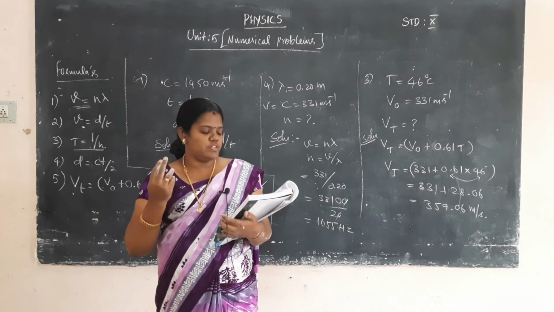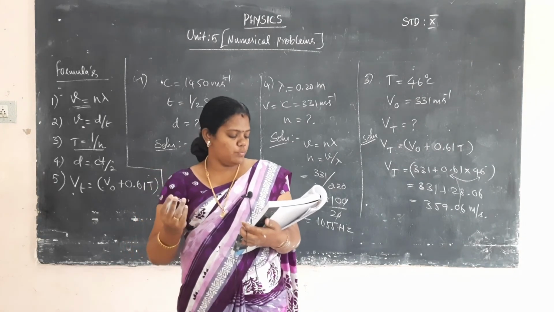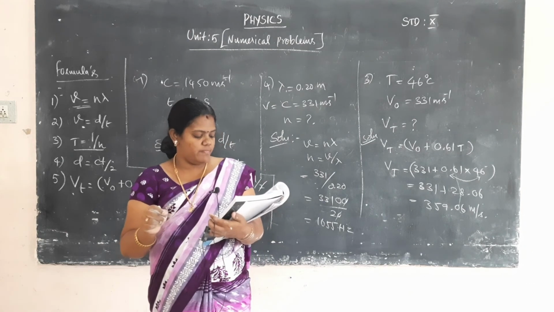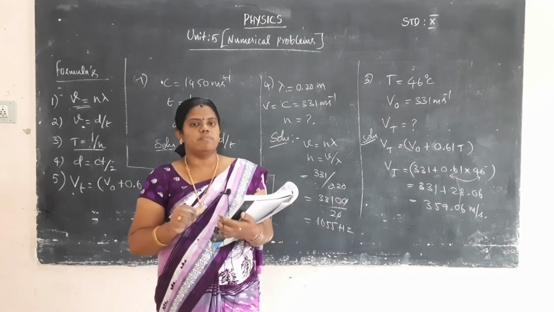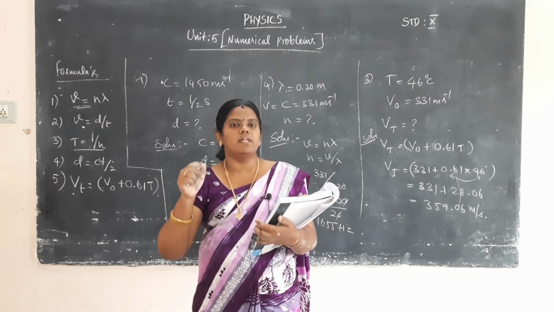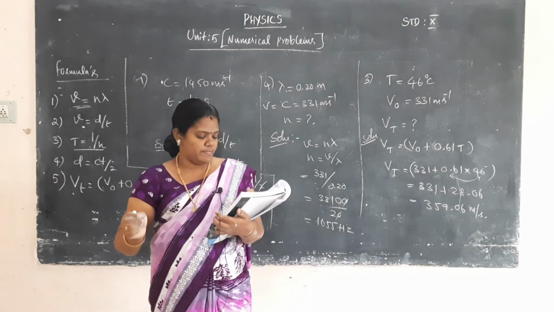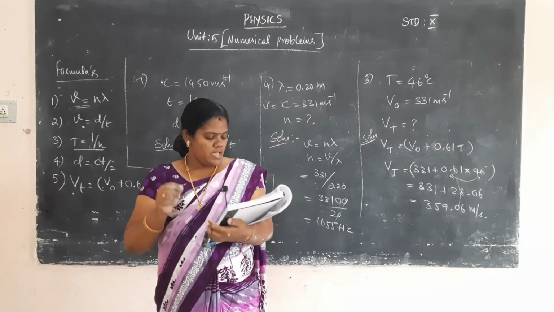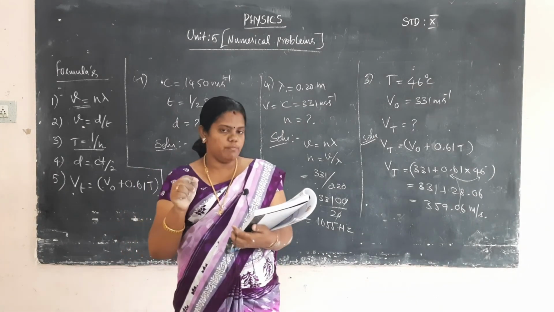And the eighth question, wavelength value is given, velocity value is given. So we easily find out the frequency value. Frequency n is equal to c by lambda. Substitute the c value, substitute the lambda value, and easily find out the frequency value. Frequency is equal to 1655 Hz.